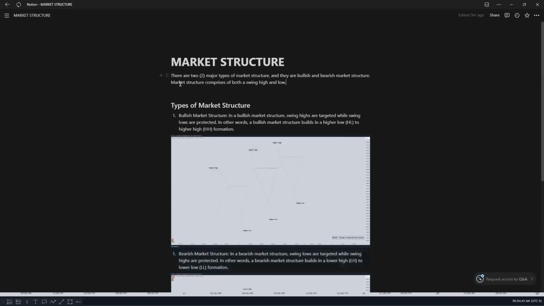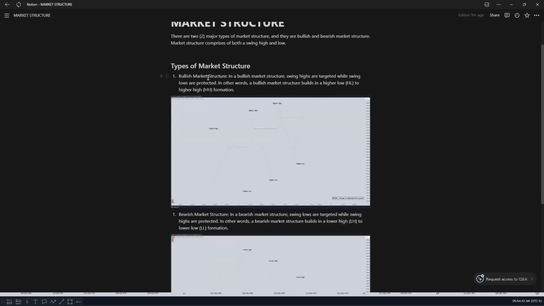I further said that market structure comprises both a swing high and a swing low. Remember, in the previous episode where we talked about swing points, I said swing points majorly form the market structure. Without a swing high and a swing low, there is no market structure. For a market structure to be formed, we have to have both. So let's go to the types of market structure, starting with the bullish market structure.